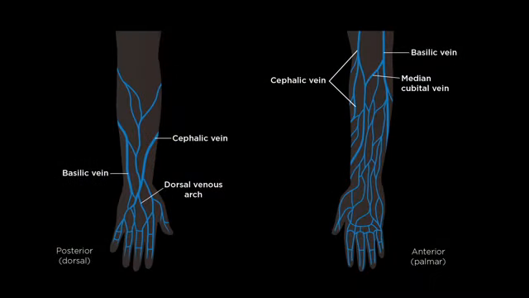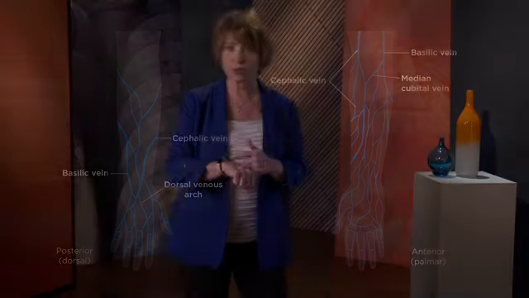So let's consider the major cutaneous veins found in the upper limb. On the back of the hand, we have a series of veins called the dorsal venous arch. Remember, the back of the hand is called the dorsum of the hand. Many of us can see our dorsal venous arch, especially as we age and our skin gets thin. And you may know that this network can be used in intravenous therapy and for blood draws, just like other veins in the upper limb.